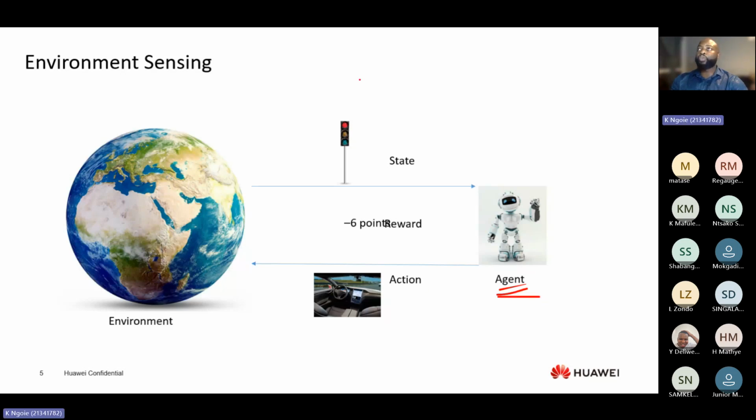So it gets to a place. This is the state, which is the robot. Maybe the robot is red. So this agent is going to take an action. So you set the rewards.